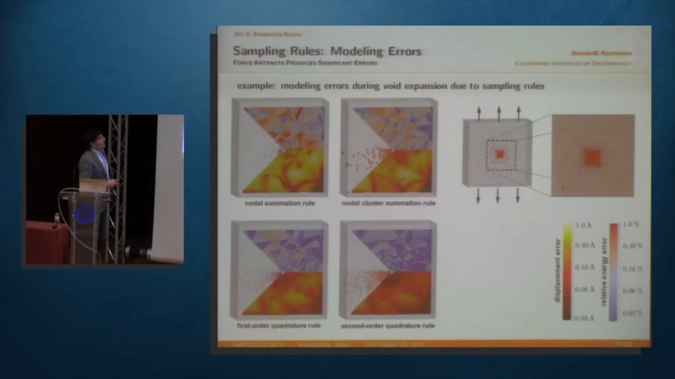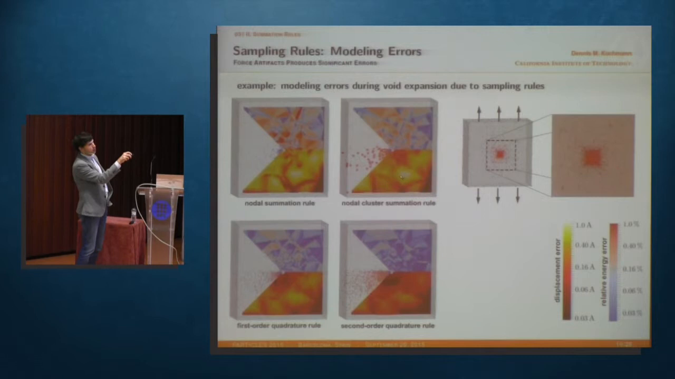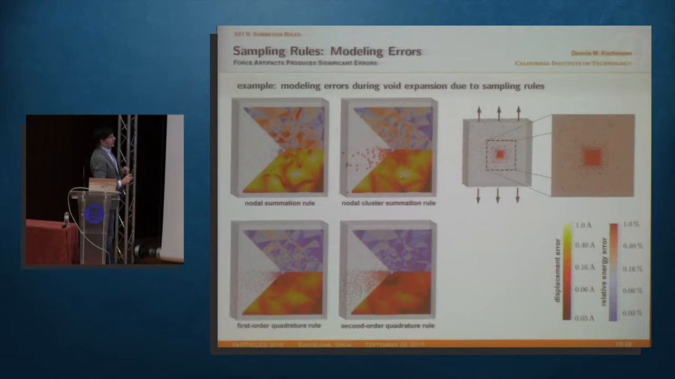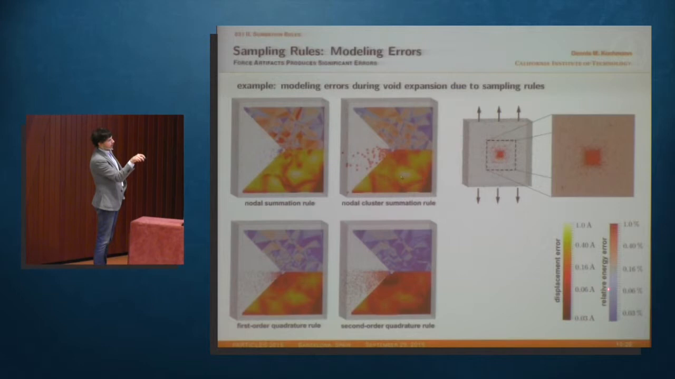This becomes apparent if you run simple tests. So this is an example that we ran here. We take a cube, and at the center is a very tiny void. There's a nanovoid, there's full resolution around the void, and now we coarsen as we go away. What we do is we pull on the sample elastically in a nice regime, and we check for the position and the energy of each of the atoms, and we compare this to full atomistics. If I sum only over the nodes, then this is the error, and this is the energy error and the displacement error shown here in color code.